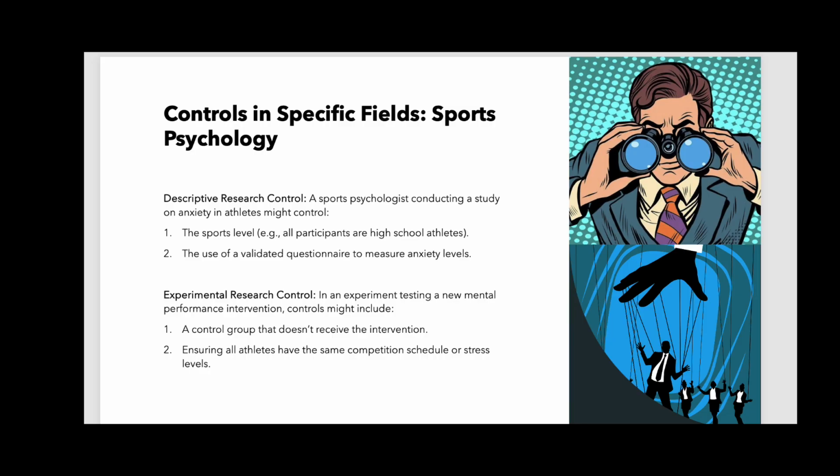If we're doing sports psychology, well, again, this is going to be very different. Some descriptive research controls, let's say they're looking at studies in anxiety and how athletes might control their anxiety. Some of the controls that we might want to have are sports levels. So all the participants are the same type of athlete. For example, I work with a lot of MMA fighters. I do strength and conditioning for them. I do a lot of metabolic studies for them.